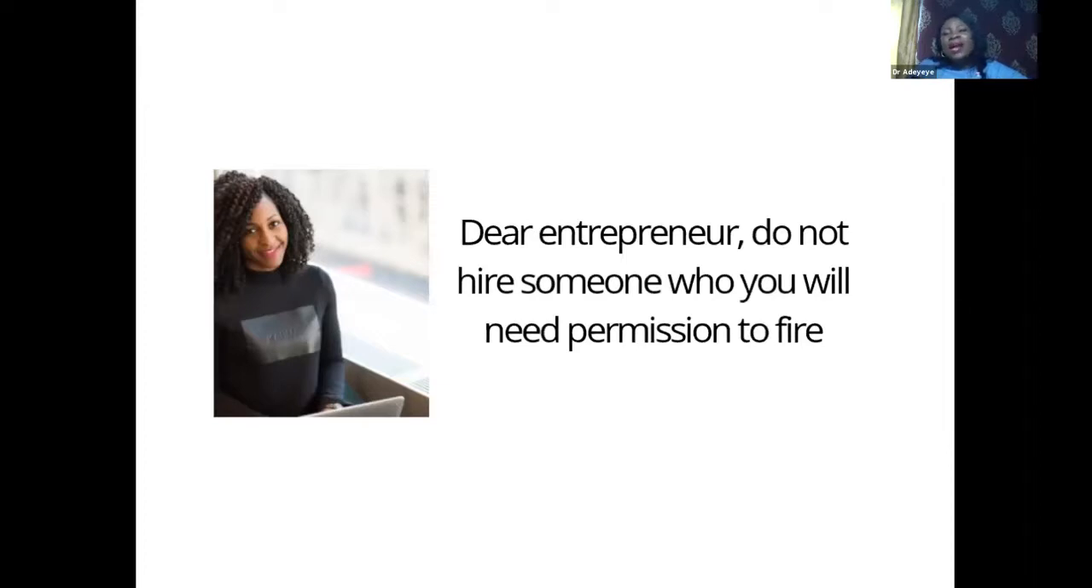But when you allow external influences in your business, for people to tell you, oh, hire this person, this is the person you should hire, and when you hire those people, by the time they have done something wrong and you want to fire them, you will start feeling bad. Oh, it's my pastor's wife that recommended her. And because of that, you cannot fire.